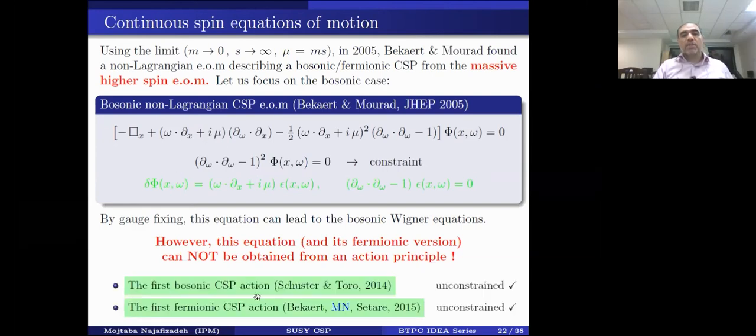The first bosonic CSP action, as I said, was obtained by Schuster and Toro in 2014, and we obtained its fermionic analog a year later. These are known as unconstrained formulation for continuous spin theory. I will explain how to obtain the Schuster-Toro action from this non-Lagrangian CSP equation of motion.